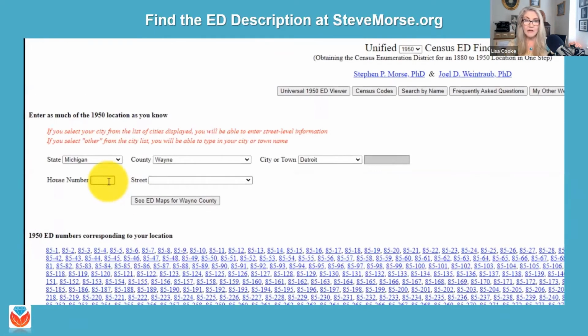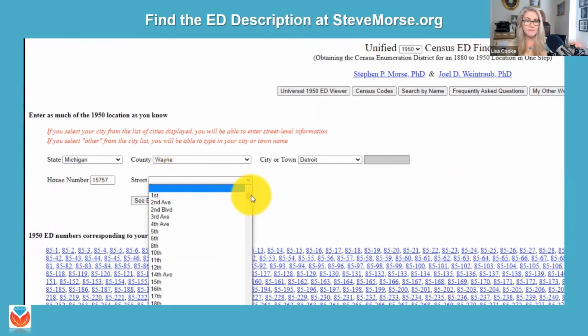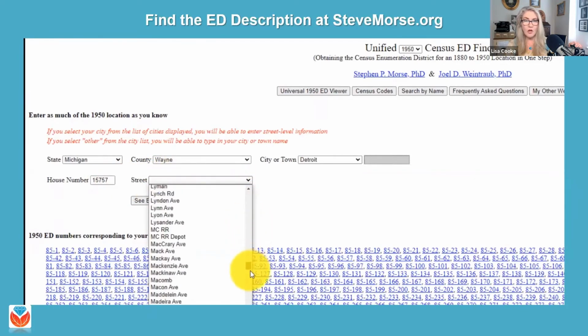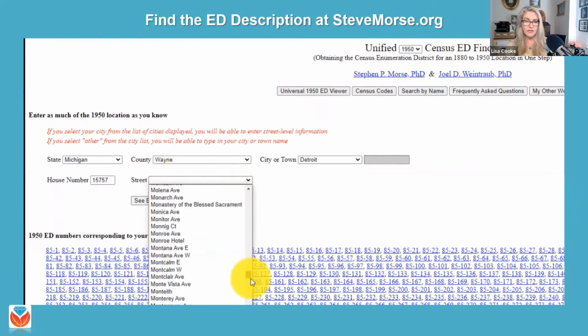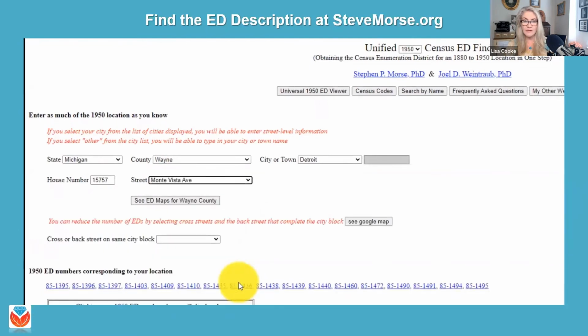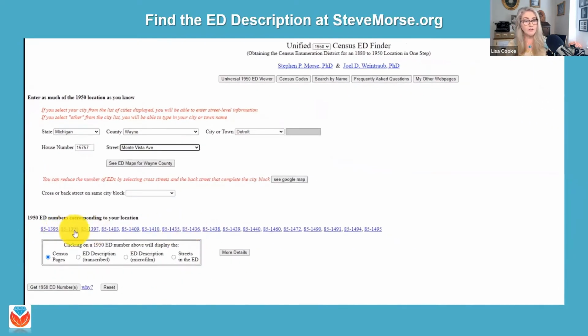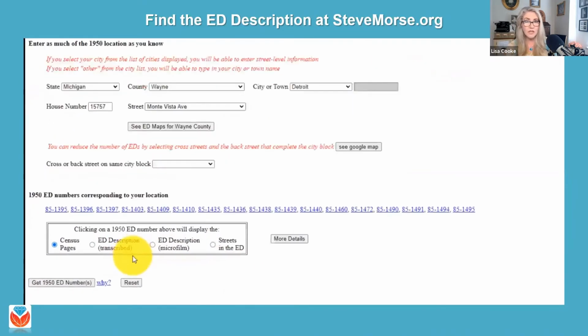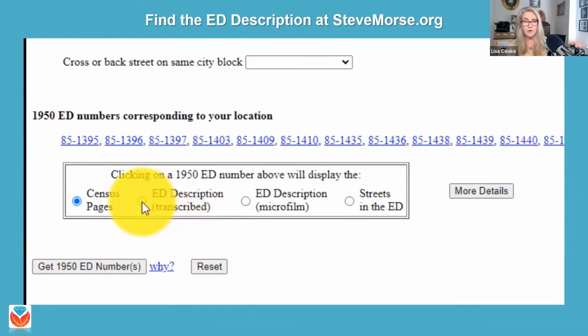Well, we could come in here and we could put the house number because she knew the address where they lived. And it will give you a drop-down list of all the different potential streets. And he lived here on Monte Vista Avenue, 15757. Okay, so here's a much smaller, manageable list of EDs that could have had this. And 1440 is part of that. 85-1440. We're going to click the ED description.